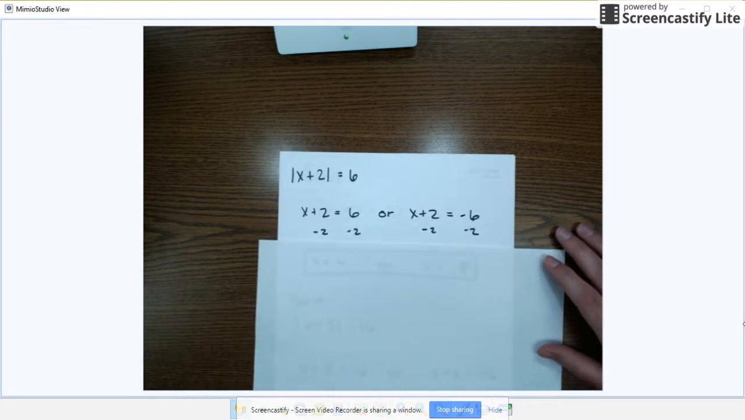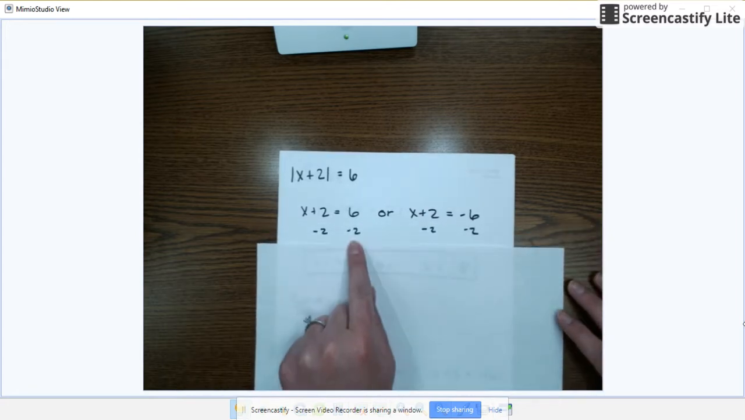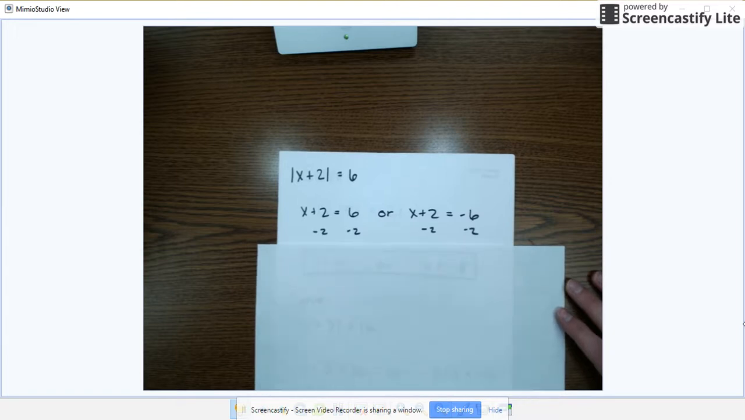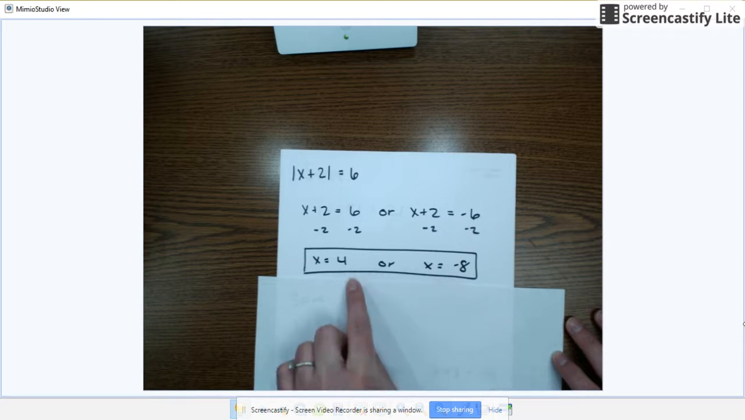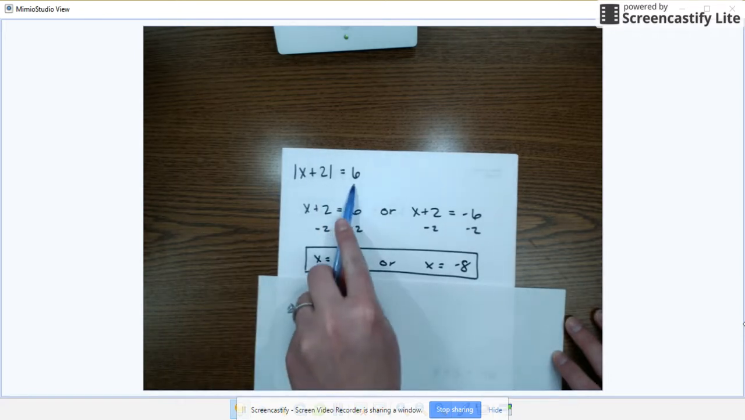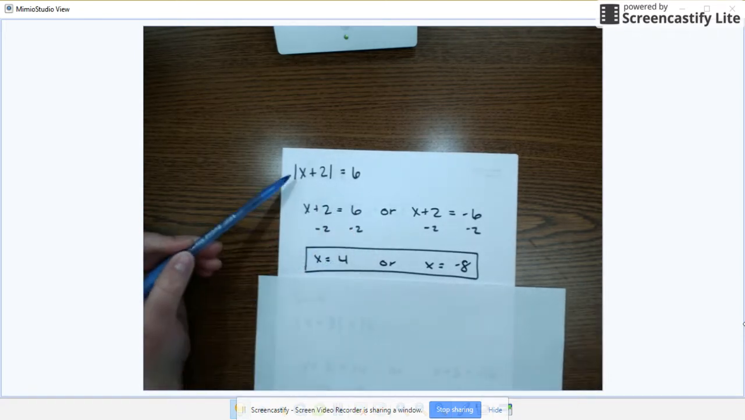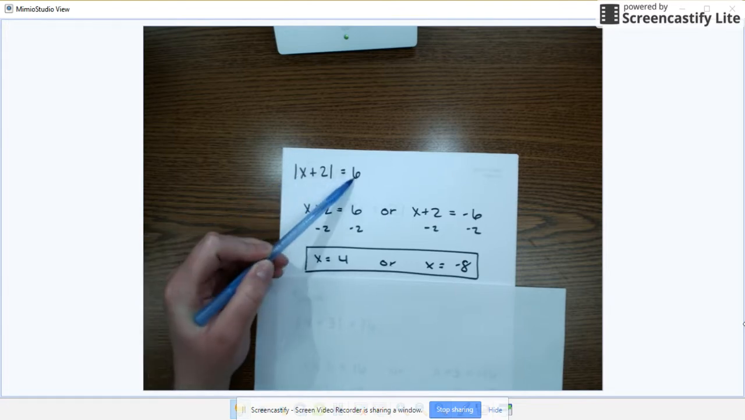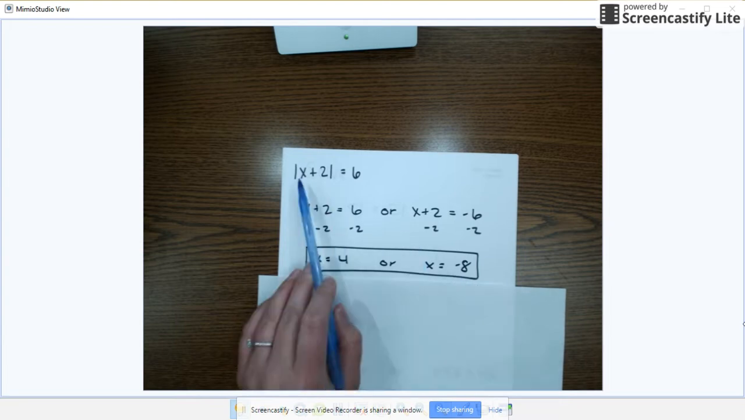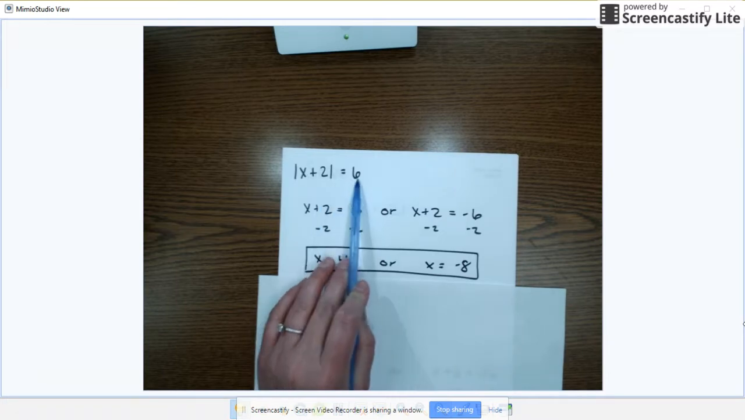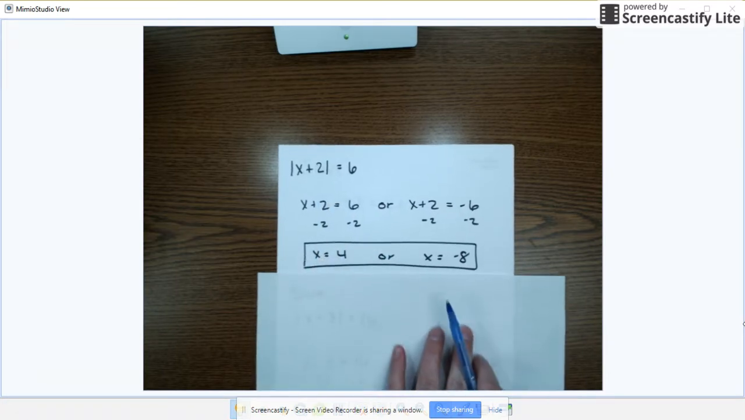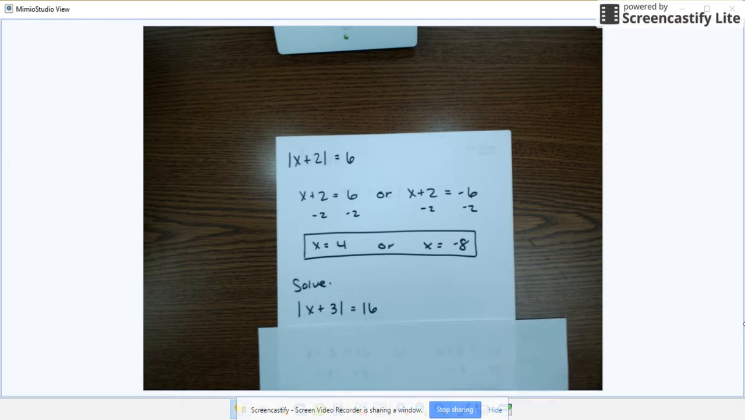So we have to subtract 2 on both of them. That gives us x equals 4 here, x equals negative 8 for the second equation. Both of these, if you plug them back in, will give us an absolute value of 6. So let's try it. 4 plus 2 is 6. What's the absolute value of 6? 6. Plug negative 8 in here. Negative 8 plus 2 is negative 6. What is the absolute value of negative 6? Well, that'd be positive 6. So both work.